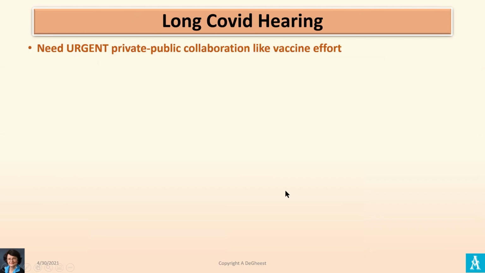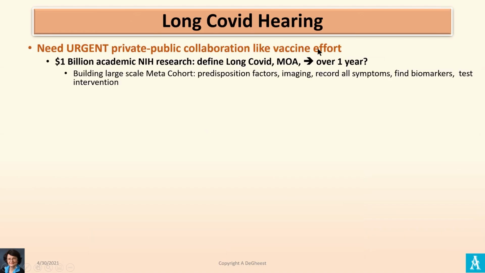So what are the issues? We need a private-public collaboration. This has to be on a big scale. Right now, the Biden administration, a couple of months ago, announced $1 billion, but it's mostly for academic research. There were 373 submissions by major academic centers to define what is long COVID, what's the name of it, and what does it mean? How do we define it? What's the mechanism of action? That alone may take a year.